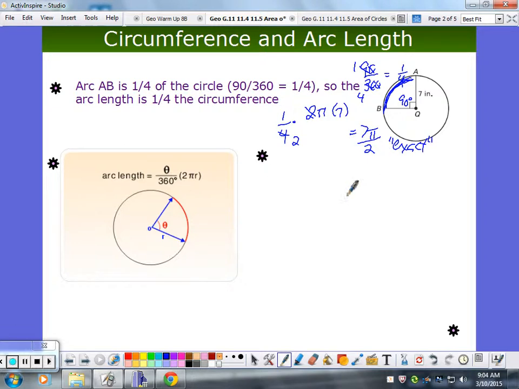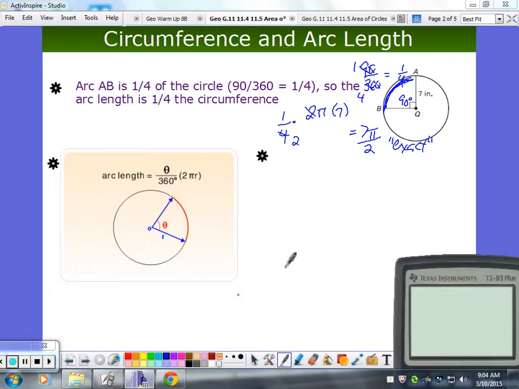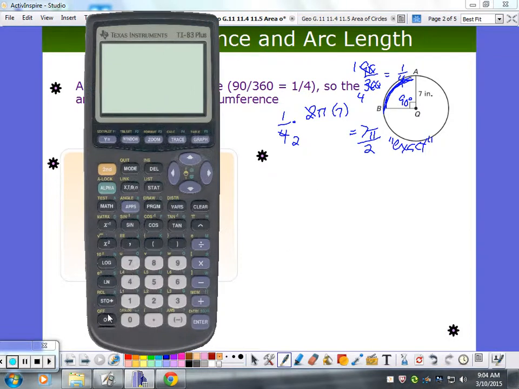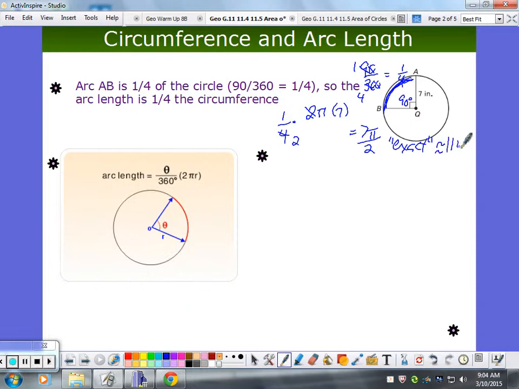So this is exact. If you want an estimate for that, like a number, you just go to your little private calculator, and you would just say 7 times pi. Second button in this little circle is pi. And then I'm going to just divide that by 2. And I get 10.999. It's approximately 11 inches. That is the estimate. Okay, and again, I should put my units on that one as well. Inches. Circumference is just inches.